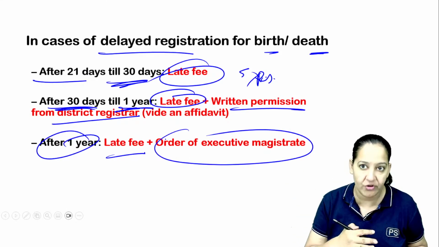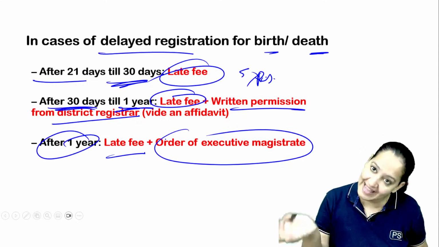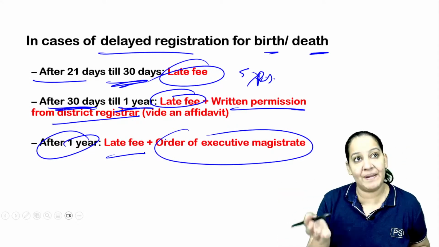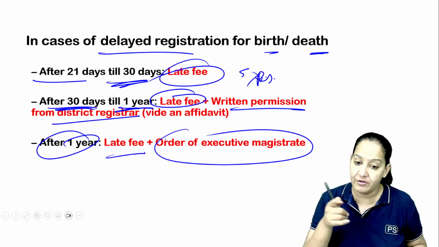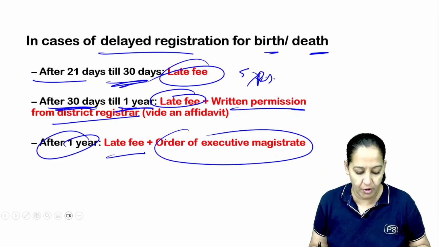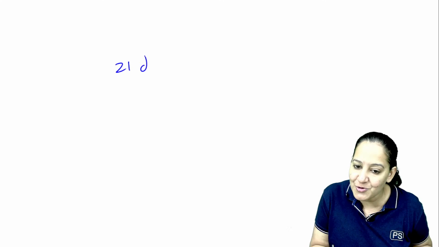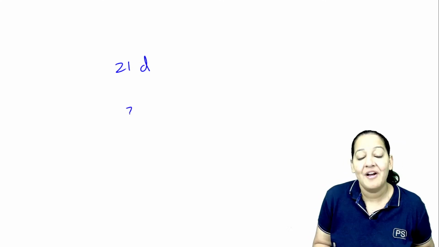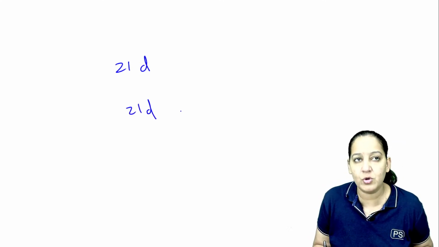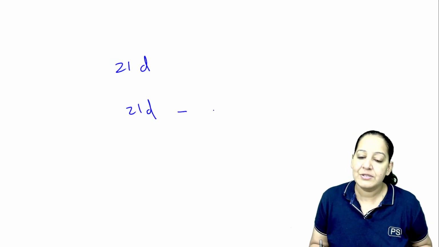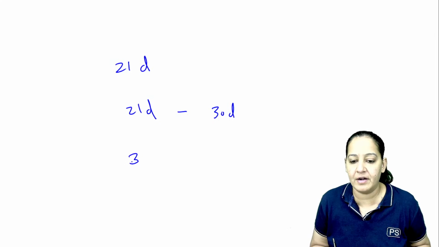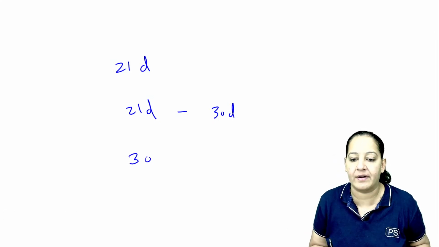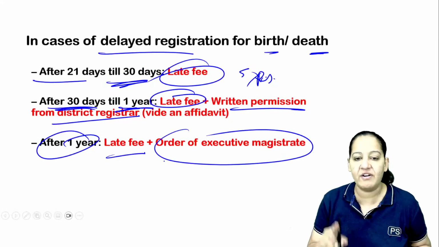So you have to make a notary on which you take the order, and then it will be registered. Along with the application, you have to present the notary in which you have taken the permission from the district registrar or executive registrar. You got my point? It has to be registered within 21 days, birth and death both. If you are unable to do so within 21 days due to some reason, what is the procedure from 21 to 30 days? What is the procedure from 30 days to 1 year? And after 1 year, what is the procedure?